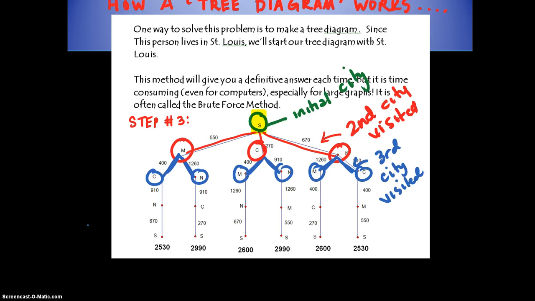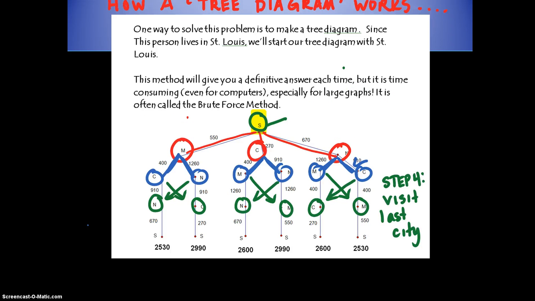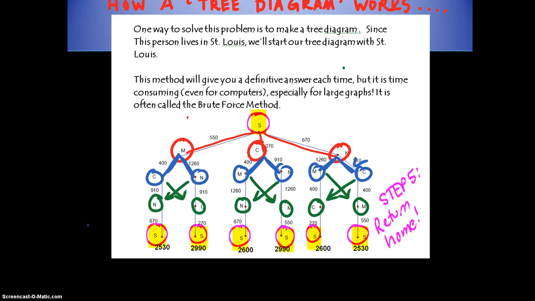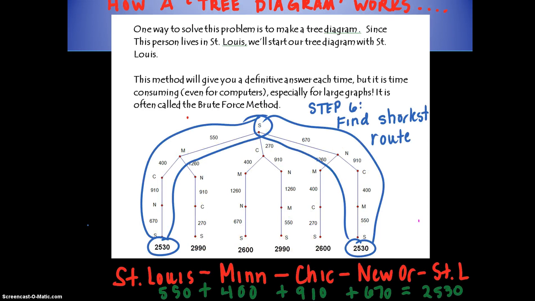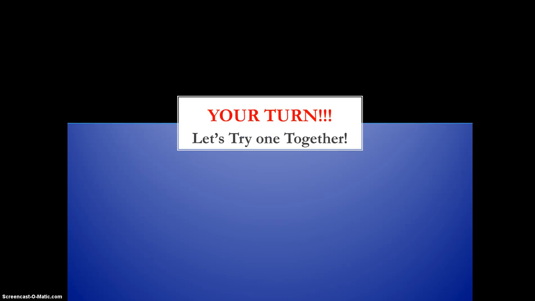So you could see those in blue. Now I only have one more city left to go, and you could see how those show up. And then finally, remember, I have to return home. So that is a tree diagram. It's called brute force. The shortest route then is the 2,530 miles.